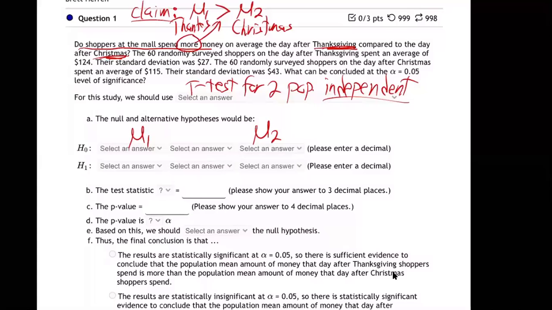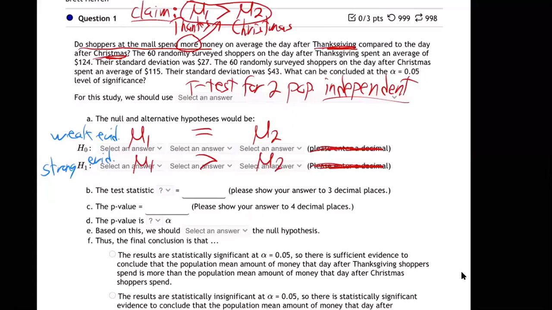All right, back to it. So it's mu1 minus mu2. H0 is always equals, as you know. H1 will be mu1 greater than mu2 for me, because that's the claim. One of the two has to match the claim. Are you seeing what I'm saying? Weak evidence always goes with H0. Strong evidence will always lead us to H1.